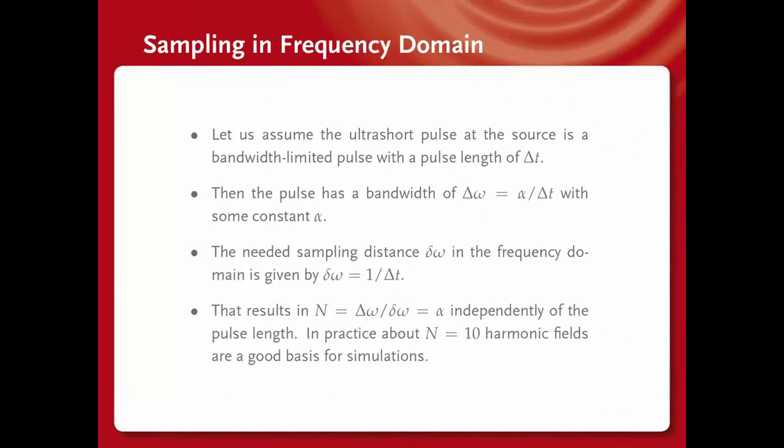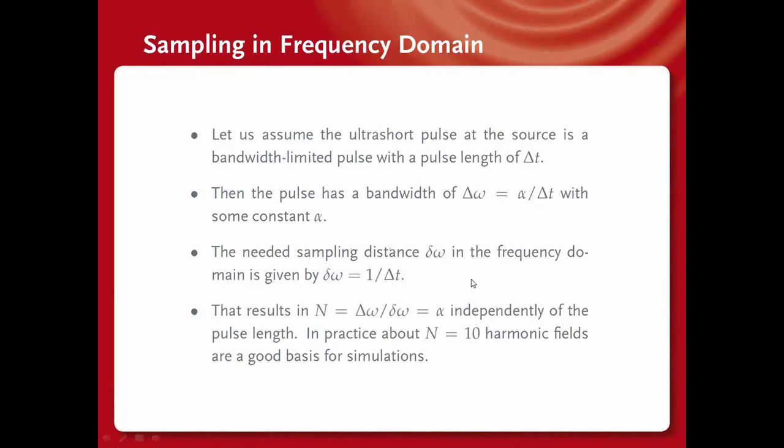And so let's assume that we have an ultra-short pulse at the source, which is a bandwidth limited pulse with a pulse length of delta t. And the pulse has a bandwidth then, obviously, of delta omega. And this is inversely related to the pulse length times a coefficient alpha. And this coefficient alpha now depends on how you define the bandwidth and pulse length. So is it full width at half maximum, or is it 1 over e squared? So there are several definitions.